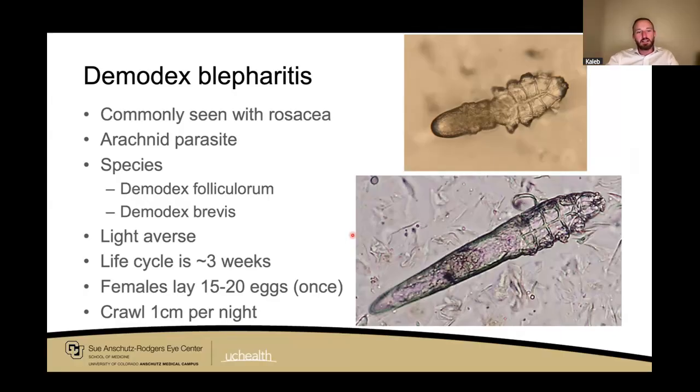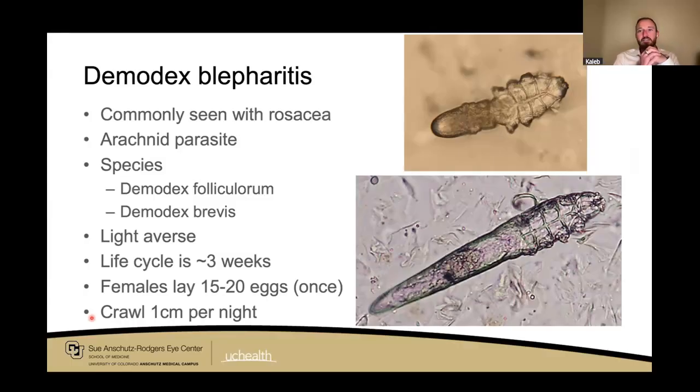So these Demodex are light averse, so they really crawl into the glands during the daytime. They crawl out at nighttime to have a little mite party. They breed, they lay eggs, they have a good old time, cause all sorts of problems. That's why a lot of our patients will wake up in the morning with irritated eyes, because they've been out there partying all night and doing their thing all night long. Their life cycle is about 3 weeks. Females lay 15 to 20 eggs once. And something I do not recommend telling your patients is that they can crawl 1 centimeter per night.